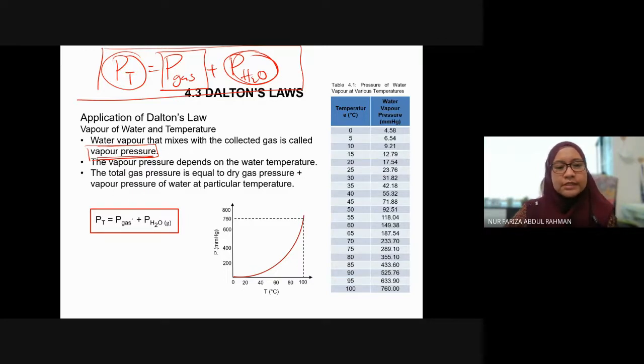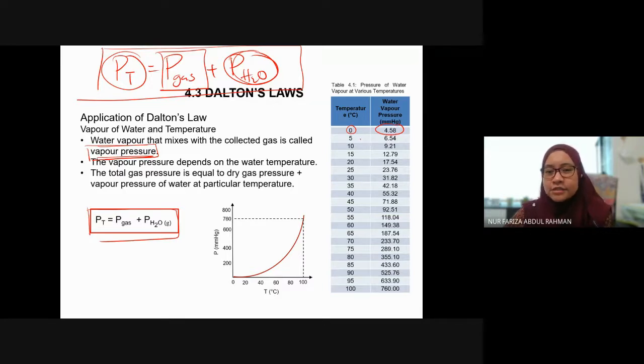Okay, so the total gas pressure is equal to dry gas pressure plus vapor pressure of water at particular temperature. So we have this. Okay, look at the table here. So you are going to refer to this table. So nampak at temperature 0 degrees Celsius pun you have vapor pressure. Ada vapor pressure dia tu. Mungkin tak tinggi lah, tapi ada.